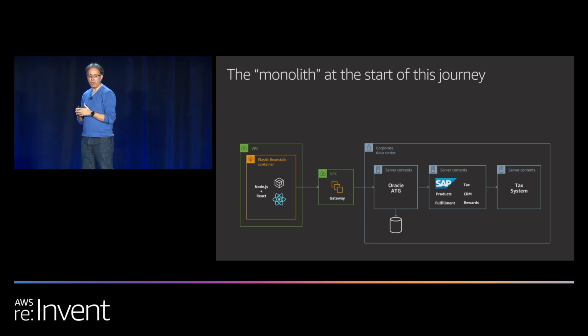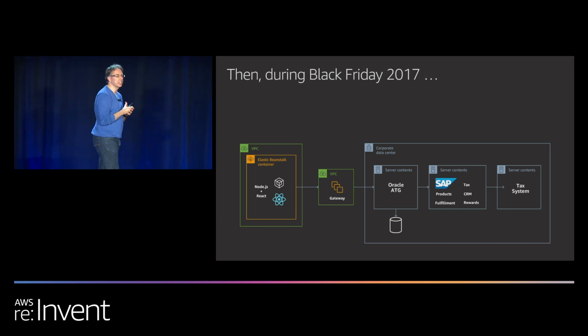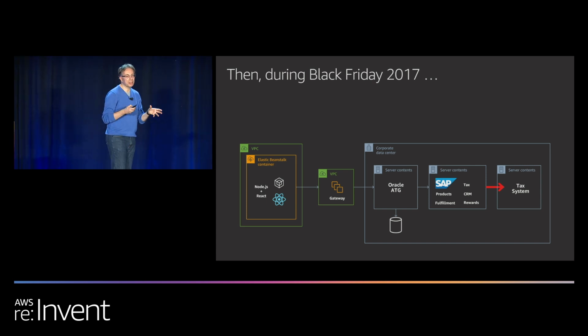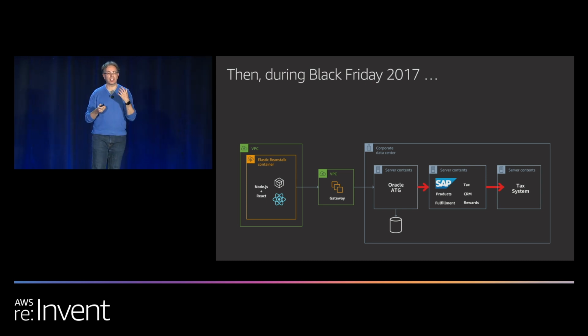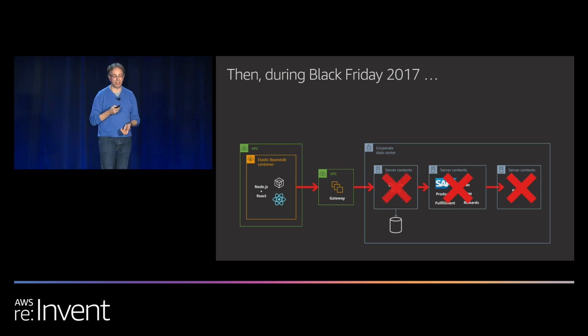It was going well. Then something happened during Black Friday 2017, a little more than two years ago. At some point, the on-prem tax system started to slow down, and by slowing down, it slowed the requests coming from Oracle ATG, which slowed all the systems that were calling the backend. Then the tax system went down, and it brought down the SAP system and Oracle ATG.